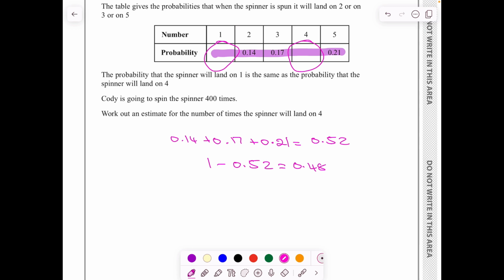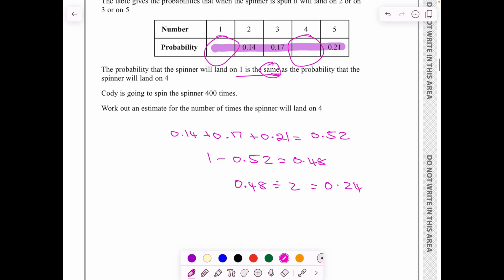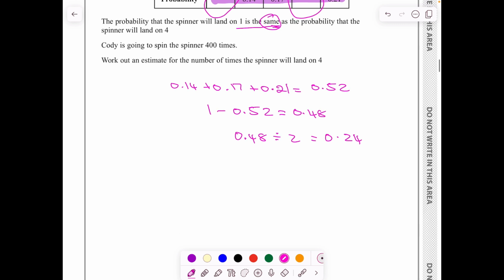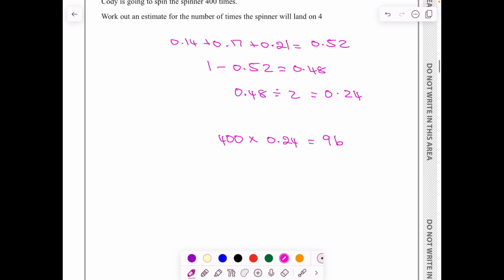And since it tells us that the probability the spinner will land on 1 is the same as the probability that the spinner will land on 4, we can just split it in 2. So we can just do 0.48 divided by 2, and they both have a probability of 0.24. So then now to find out how many times it will land on 4, if we spin it 400 times, we're going to do 400 multiplied by 0.24, and that gives us 96. Yeah, so it's going to land on 4 96 times.